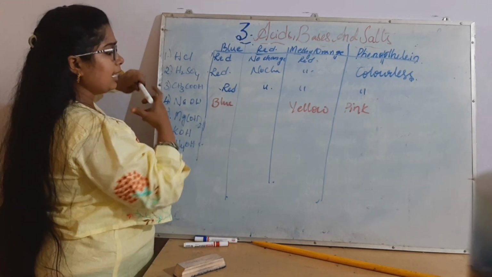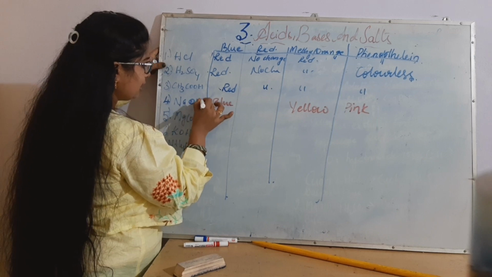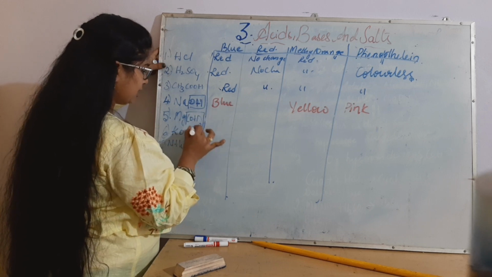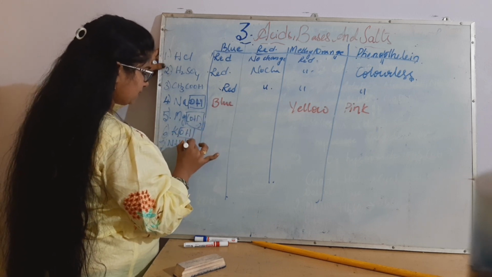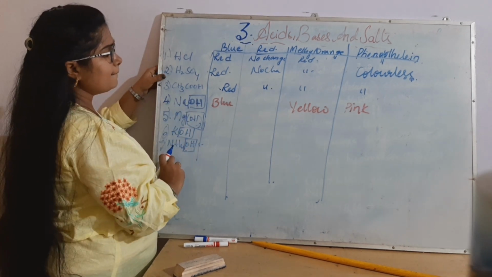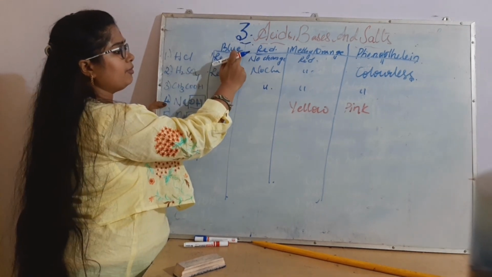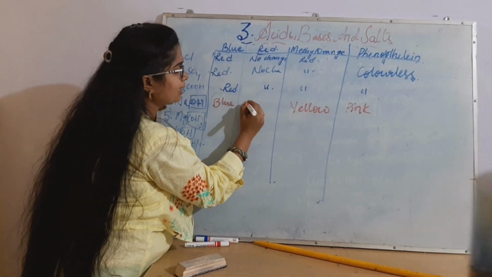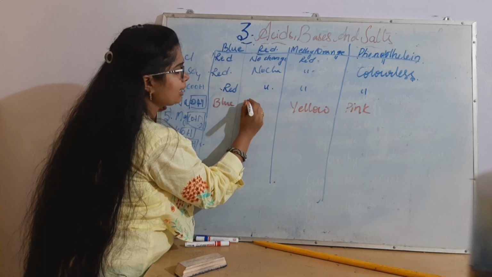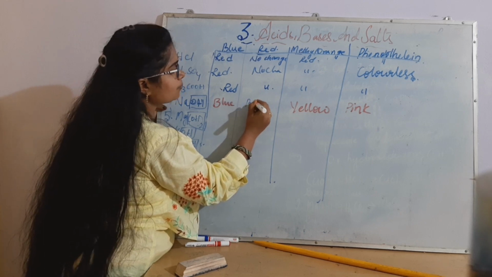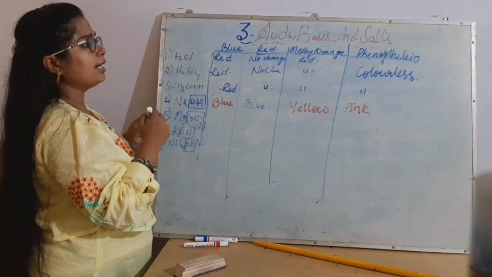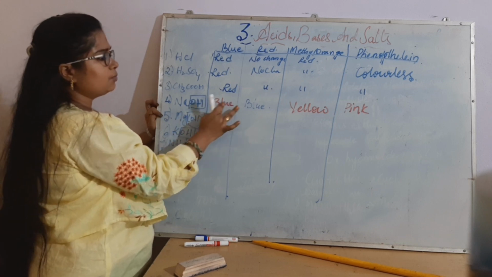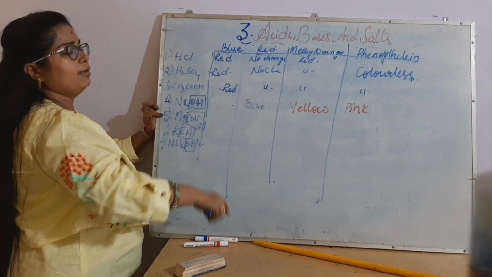NaOH has negative OH, which means it is a base. If you put blue litmus paper in a base, it will remain blue. When you put red litmus paper, it changes from red to blue. Actually, blue does not turn into anything, it remains the same.